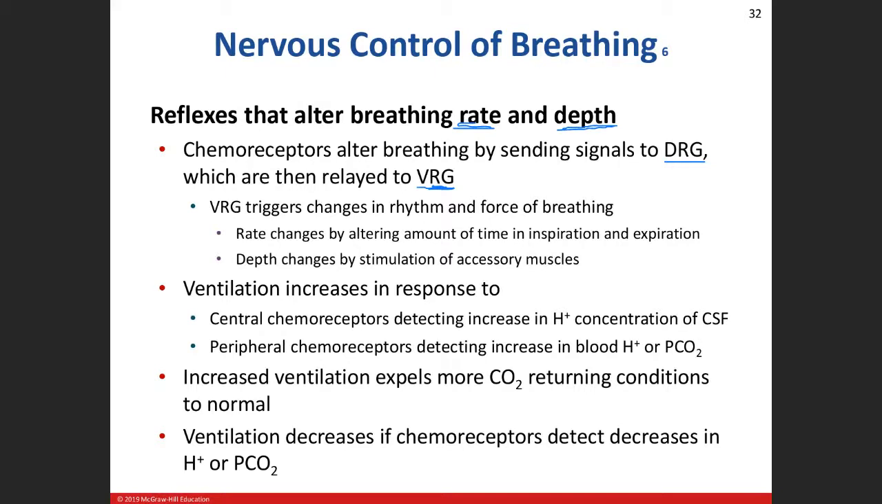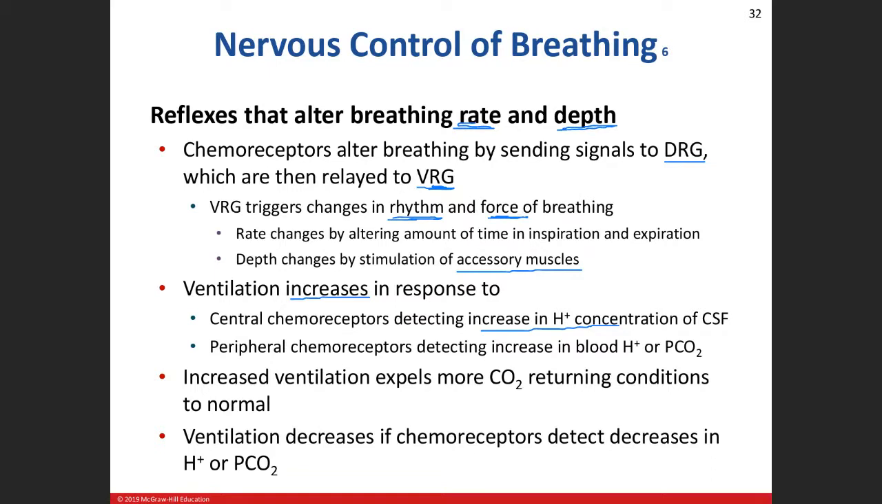It's the ventral respiratory group that is going to alter the rhythm or the rate of breathing and how forceful our breathing is. Basically, it helps stimulate those accessory muscles that we need to help take a deep breath in, or to have a forceful exhalation if need be. In certain situations, if we see an increase in the hydrogen ion concentration in our cerebral spinal fluid, meaning it is becoming more acidic and the pH levels are dropping, we are going to see an increased rate in ventilation.